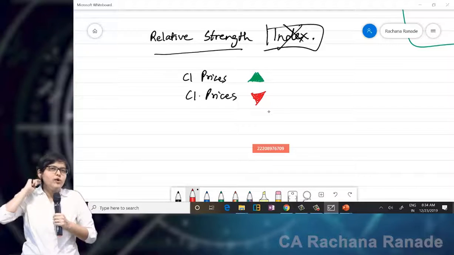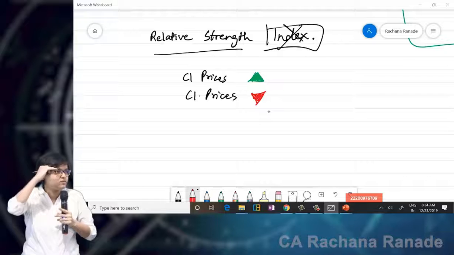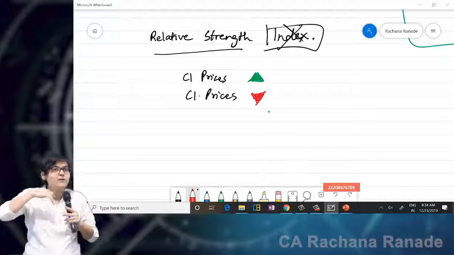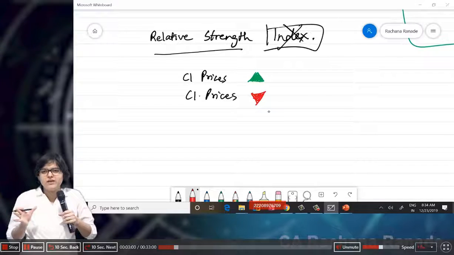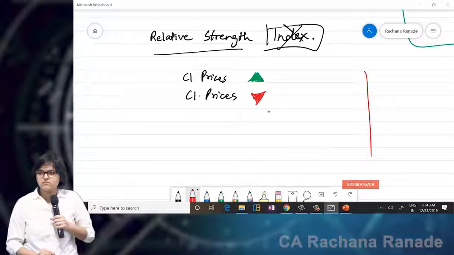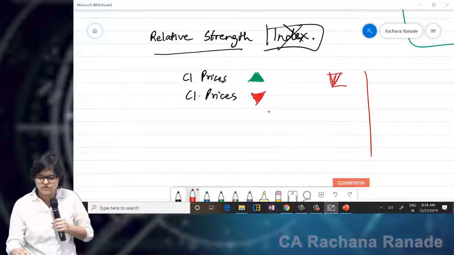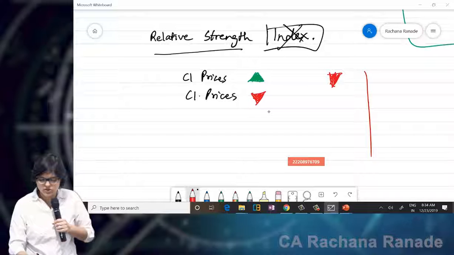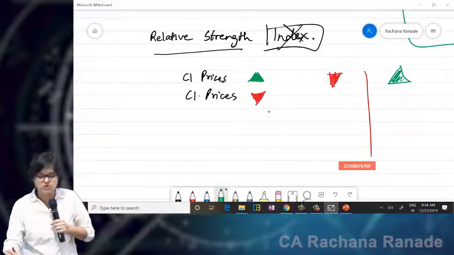Now we check how many times the closing is in green as compared to how many times the closing is in red. So you can just visualize this in a very standard fashion. There is a team, the red team, which was bearish, and the green team, which is bullish.